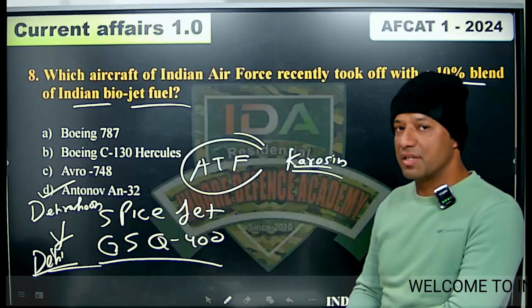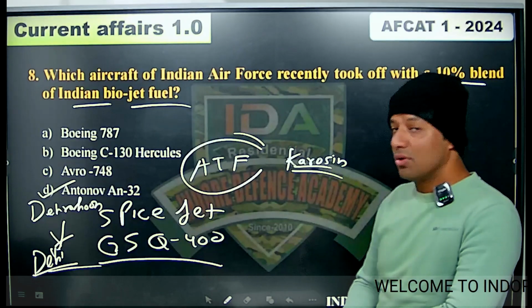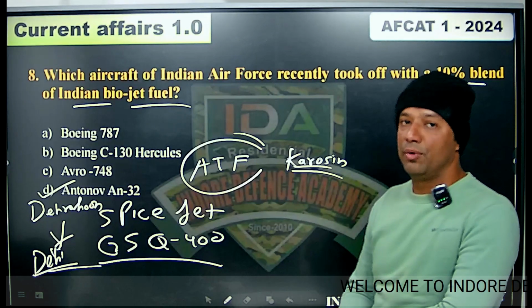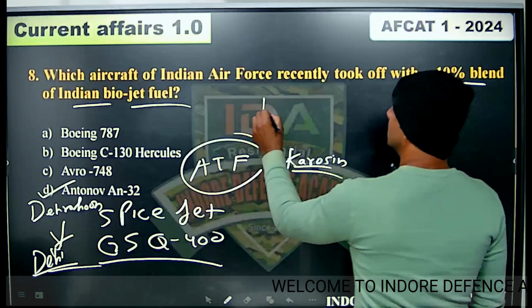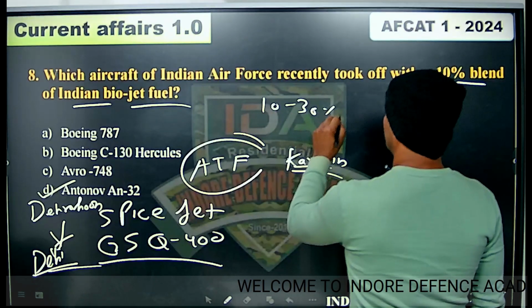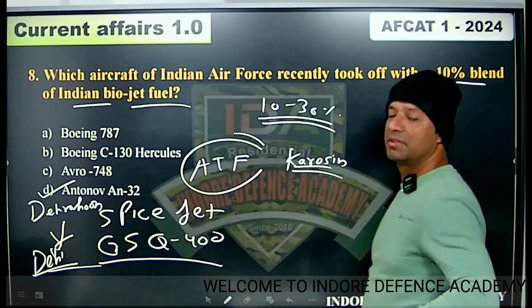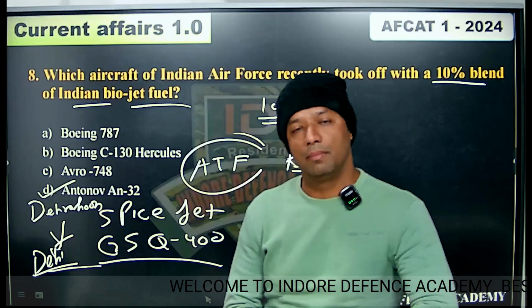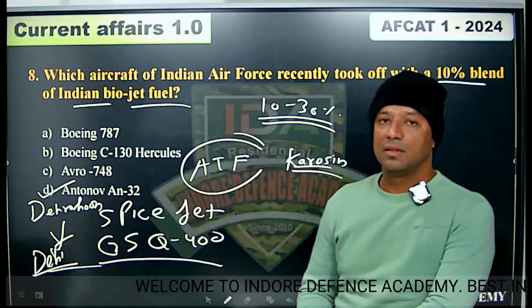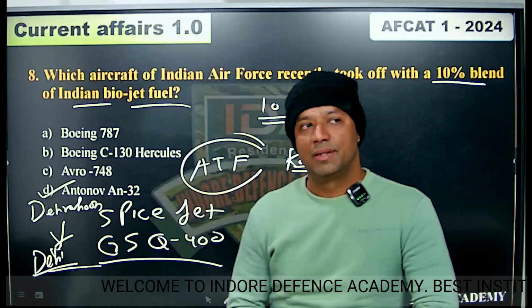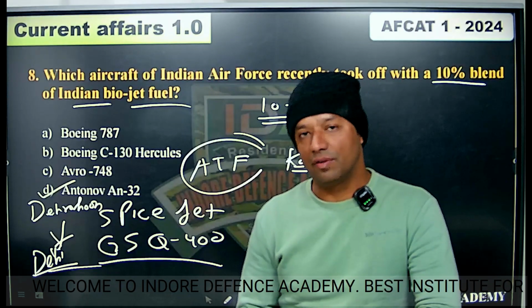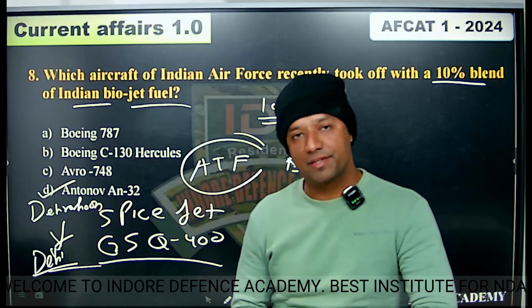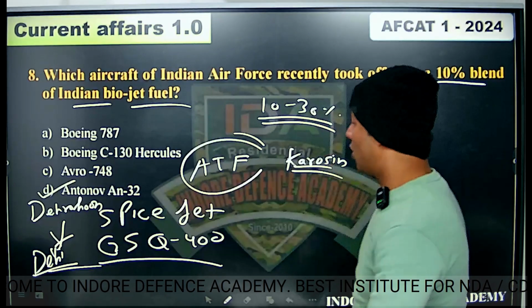Okay, in the commercial sector, to save our fuel, we have to take it to 10 to 30% ethanol blending. We will save millions of dollars on the petrol or the diesel or whatever we are importing from Russia and from the Gulf countries. And it is a very big step from the Indian government.